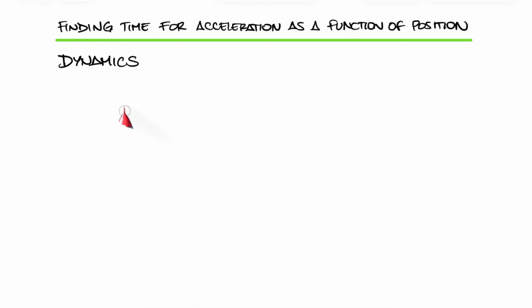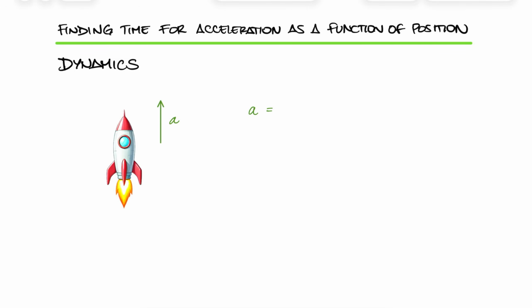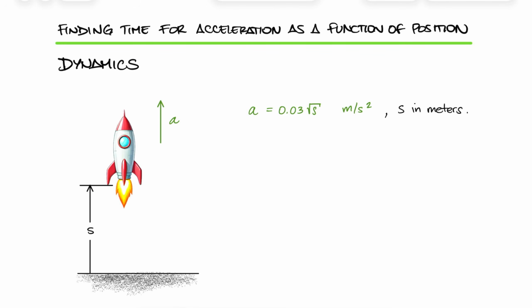A rocket descends vertically with an acceleration given by a equals 0.03 square root of s meters per second squared, where s is the height above the ground in meters. If the rocket starts from rest at ground level, find the time needed to reach an altitude of 85 meters. Try solving this problem yourself before watching the solution up next.